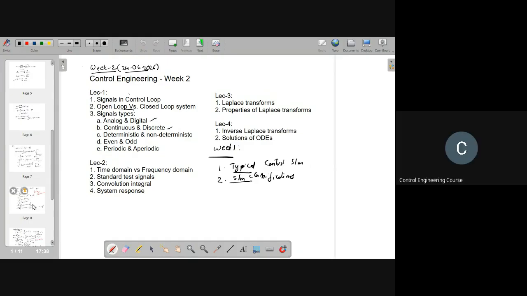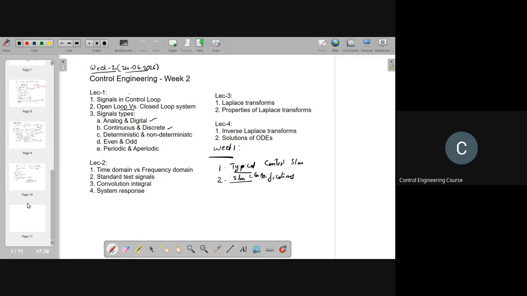So this is the course content for week 2. In this, we have covered lecture 1, lecture 2 and lecture 3 of Laplace transform definitions, and how to find the Laplace transform of different signals using the definition of the Laplace transform.